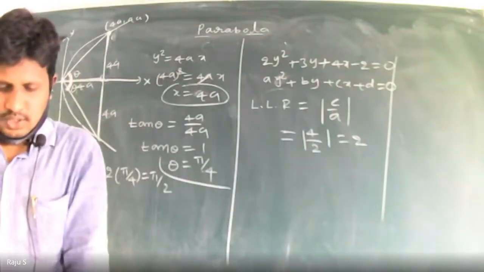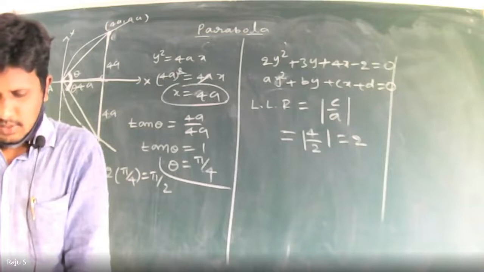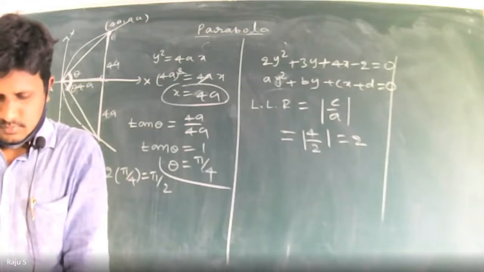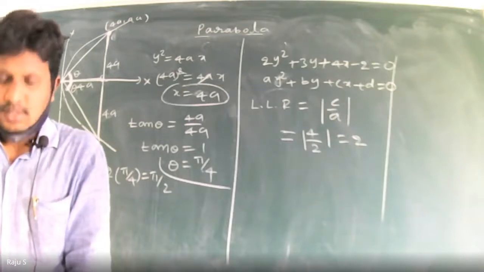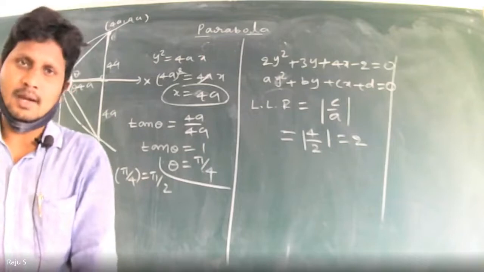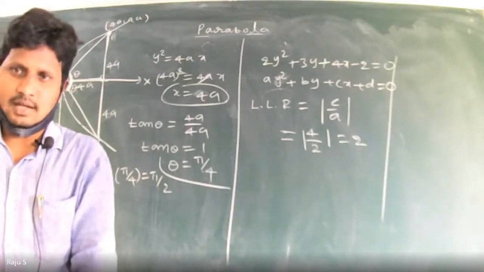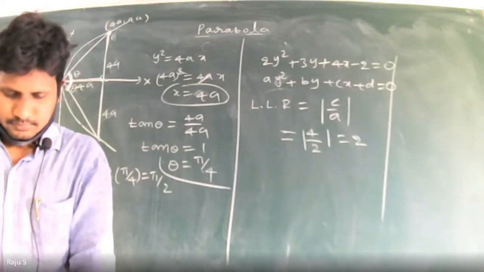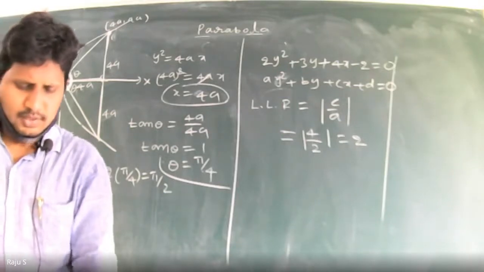Ninth question, equation of the axis of the parabola. Equation of the axis of the parabola. Now you can change it to standard form. y square plus 6y minus 2x.